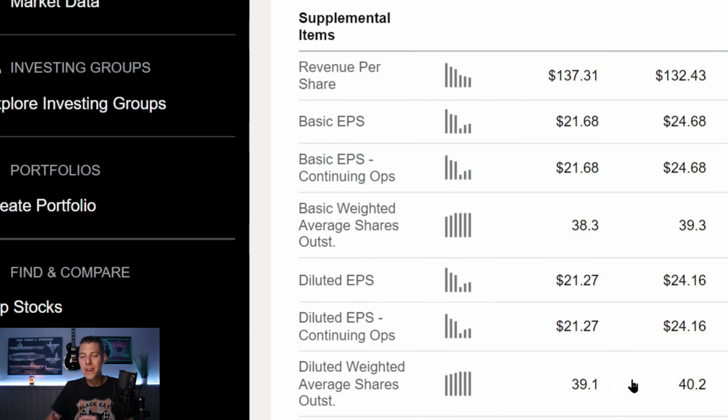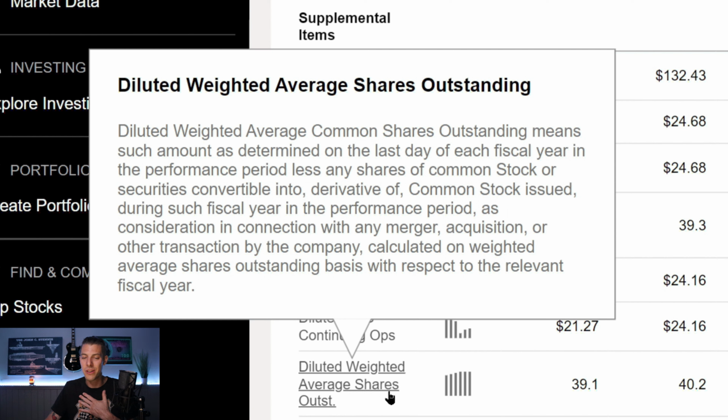So that is 39.1. I like looking at this number as a more accurate representation of what our potential share ownership could be or how many shares are outstanding. So for Nexstar Media, 39.1. Remember, always look at, in my opinion, diluted weighted average shares outstanding.